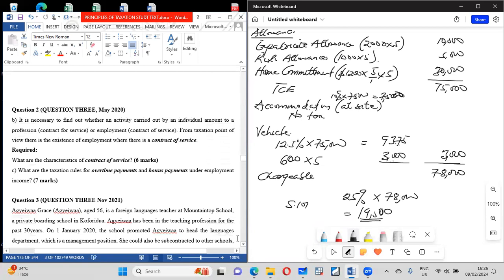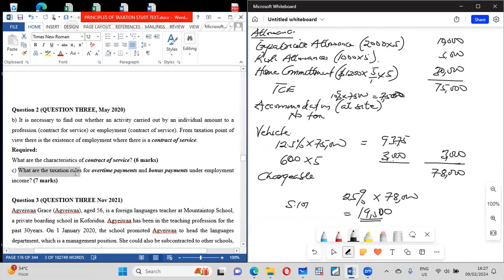Now, question 2 talks about what are the characteristics of a contract of service? This is employment. We said that, so go back to your notes and get those ones. I mean, the fact that they give you a KPI, delegation is restricted, the tools are provided by the employer, the employer can sack you, and all those things. It's like working for somebody. What are the characteristics of working for somebody? That's it, under employment.